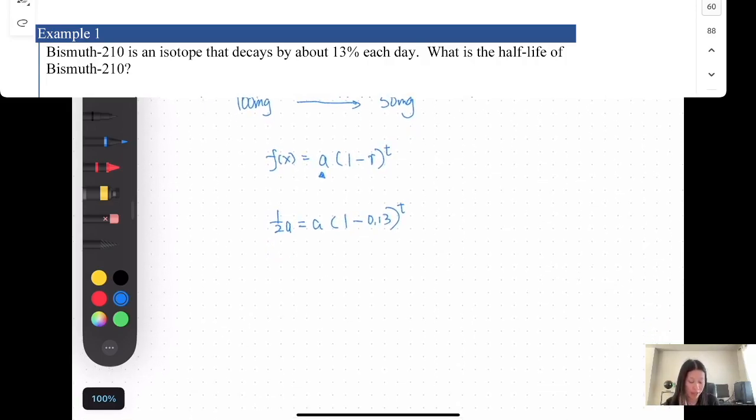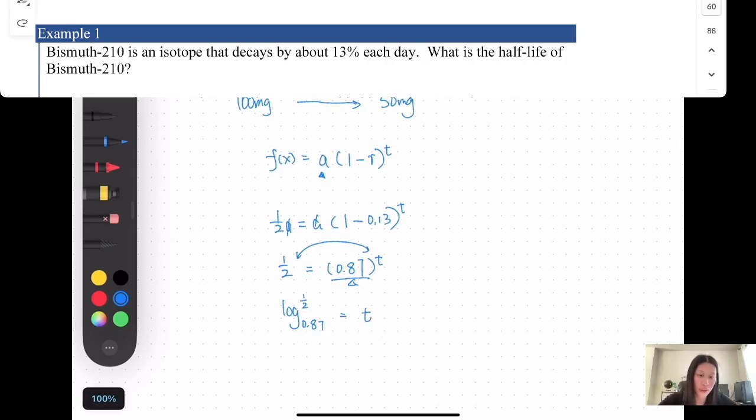Since both sides have A, I can cancel out A. So I have 1/2 equals 0.87 to the T. If the unknown variable is in the exponent, that means we need to use a logarithm to solve it. You can exponentiate the function on both sides, or you can convert this to logarithmic form. Let's convert this. So I have log, the base is still 0.87, input becomes output, output becomes input. So this is equal to T.